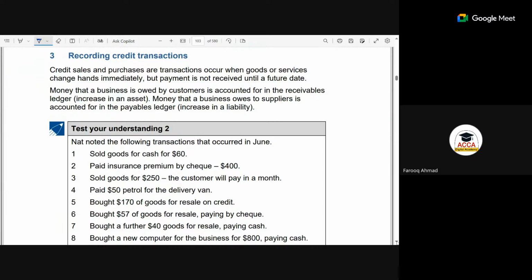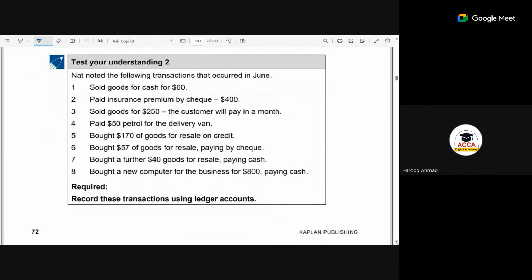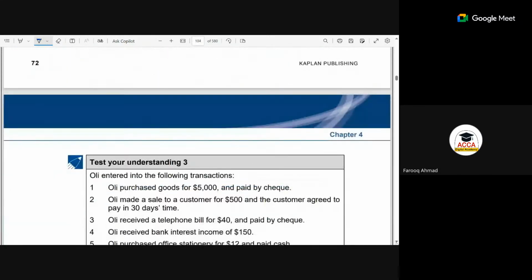Record transactions, credit transactions, how these records are made. Credit sales and purchases are transactions that occur when goods or services change hands immediately, but payment is not received until a future date. This is the meaning of a credit transaction. If you buy something but cash is not going out until maybe after 30 or 60 days, how will this transaction take place?